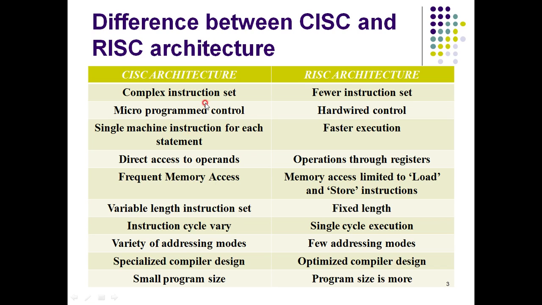Okay. Now coming to the goal. What is the goal of this CISC architecture and what is the goal of this RISC architecture? The goal here in your CISC architecture is to provide a single machine instruction. That is, for every statement, it will have a single machine instruction.